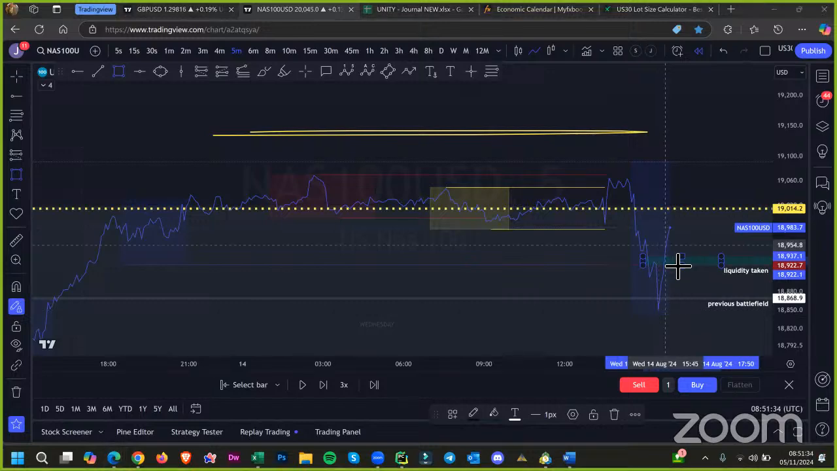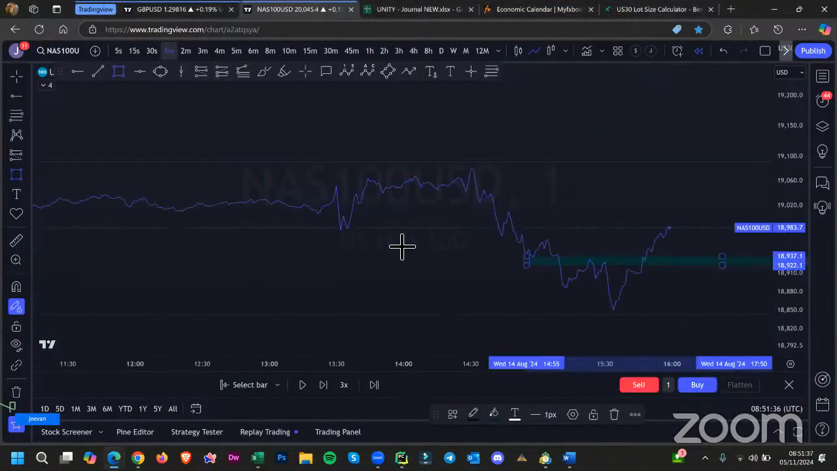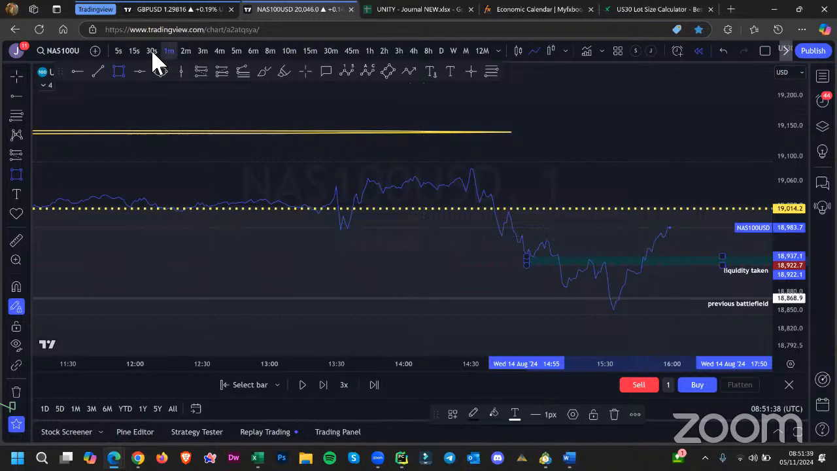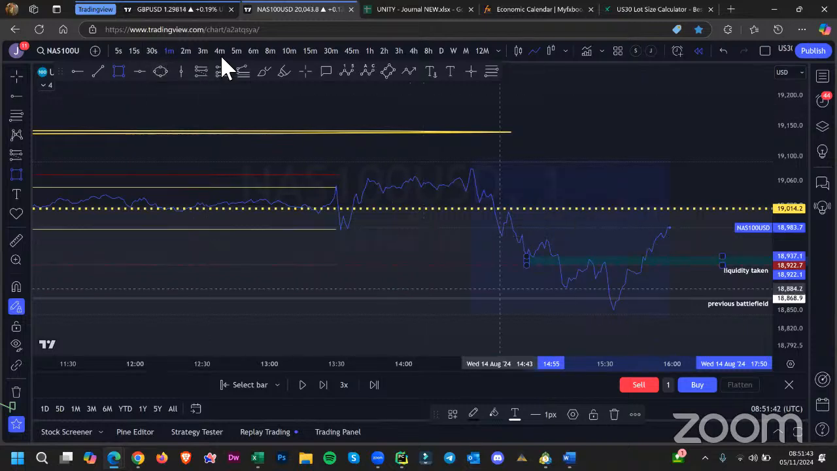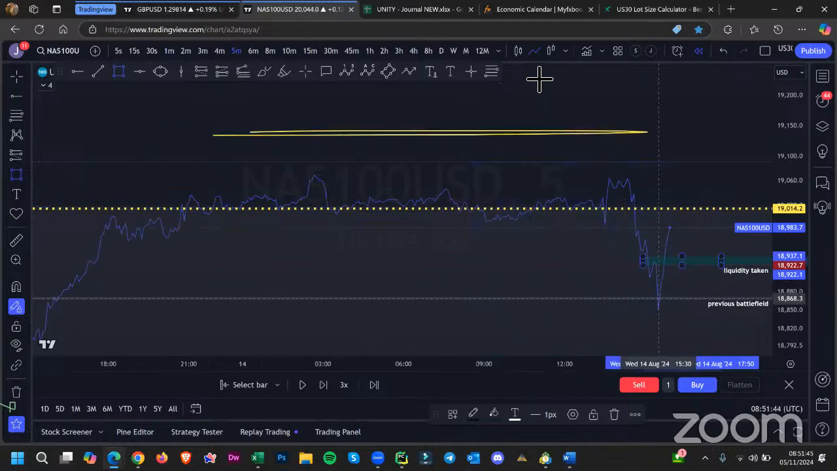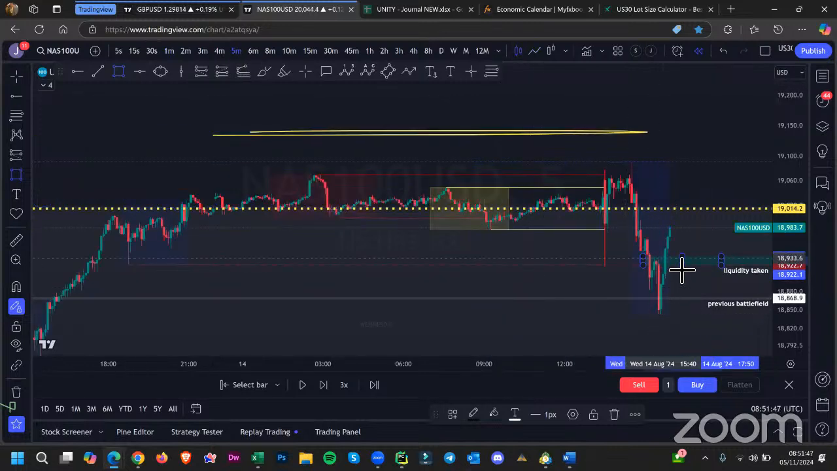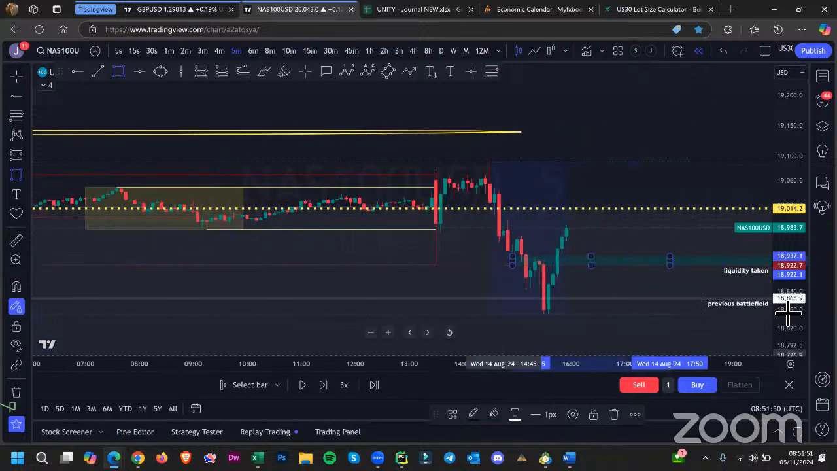All right, let me just check this one more time, because this is NAS, and NAS can be a little bit volatile. I don't know if it's going to give me 30 seconds, so I'm not going to bother. We'll just go back to 5 minutes. Do we get an entry in this? It's possible that we don't get an entry. It's not impossible that the market doesn't give us an entry and we don't get in a trade.